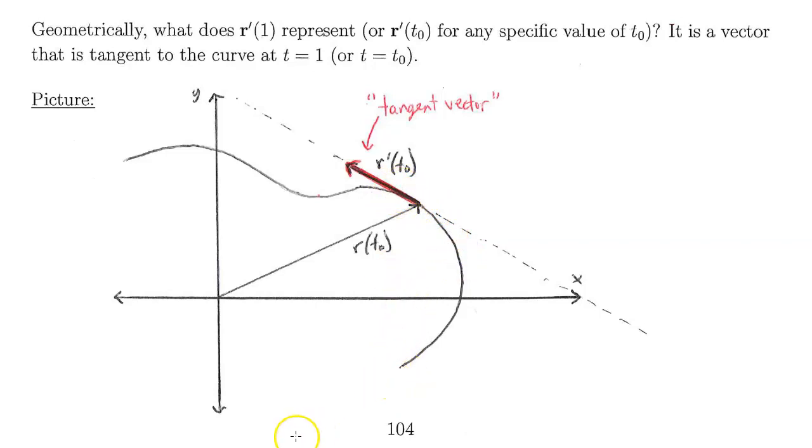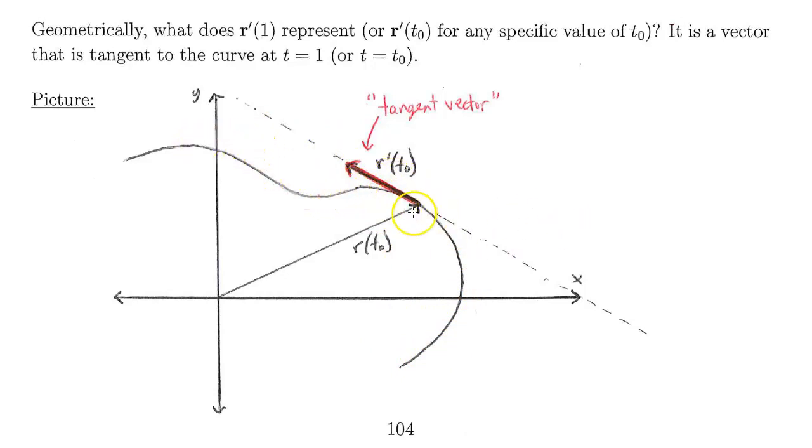On the other hand, if t equals 0, 1, 2, 3, and then t equals 4 is here, t equals 5 is there, t equals 6 is there, it's being traced out really fast for it to go from 4 to 5 to 6. Then the tangent vector would be longer. Now it turns out, and we'll talk about this in a later section, that the length of the vector is actually the speed at which the curve is being traced out.